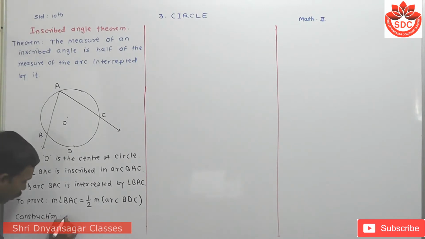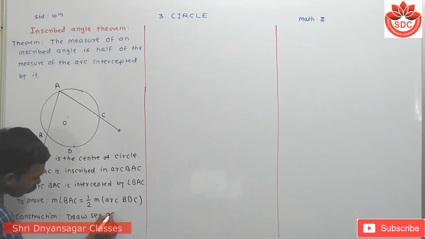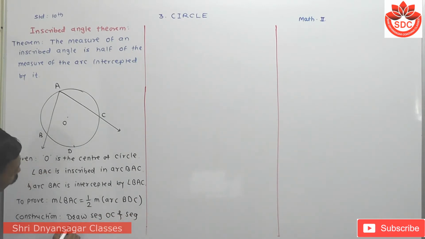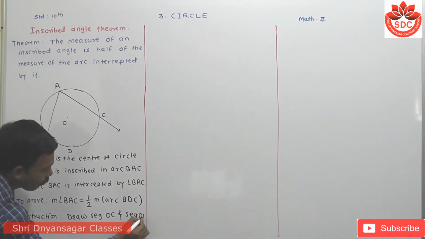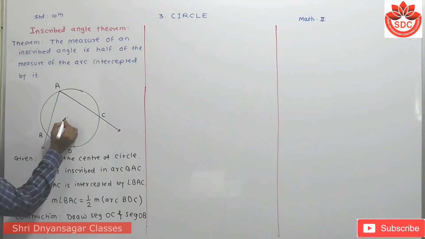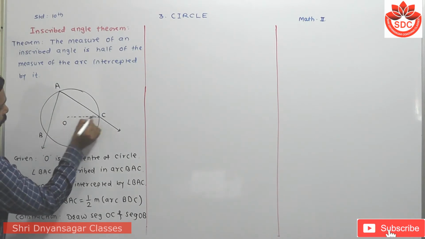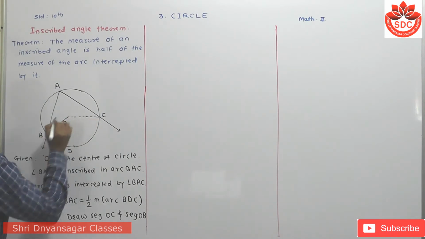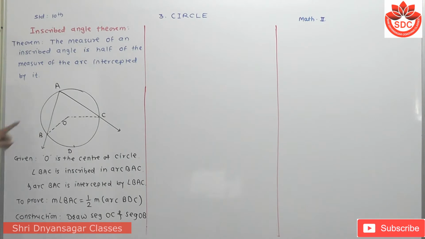Here draw radius or segment OC and segment OB. Draw the segment OC and segment OB. First I will draw these two segments, and also draw the ray passing through AO which intersects the circle at any another point.